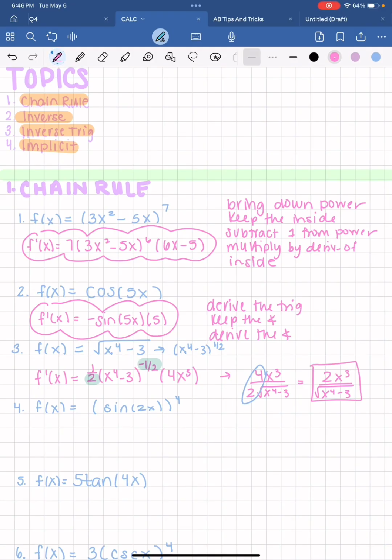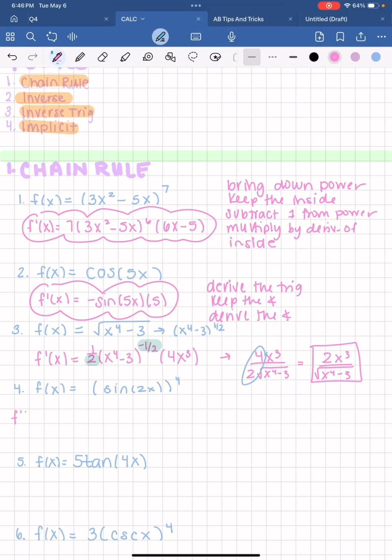Dunzo. All right, let's do a fun chain rule with trig. Bring down the power, keep the inside, subtract 1 from the power, multiply by the derivative of the inside. So I'll multiply by the derivative of the inside, and I will write the derivative in black. Derive the trig, keep the angle, derive the angle. Now, how are they going to simplify that? By doing the 2 times the 4, and they're going to write my answer as 8 sine 2x cubed cosine 2x in any order they want. Done. All right, next one.